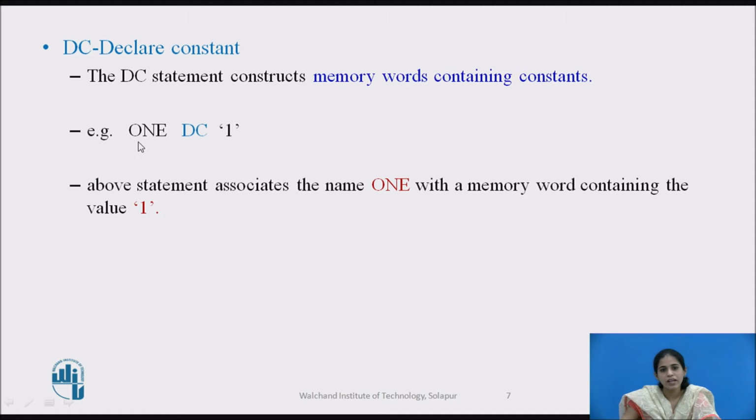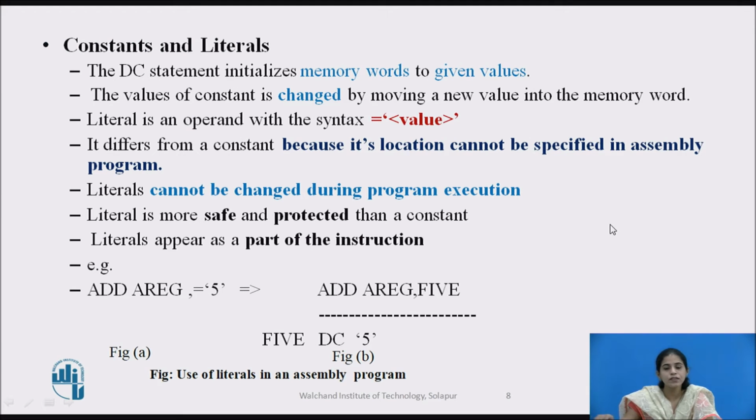How we specify: ONE is a label. After that we specify the DC, and within single quotes we specify the constant value. So the above statement associates the name ONE with the memory word containing the value 1. Now next we will see the constants and literals. Basically, the DC, that is declare constant, initializes the memory words to the given values.